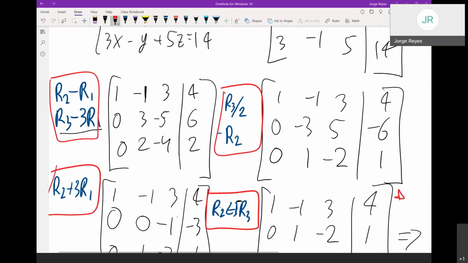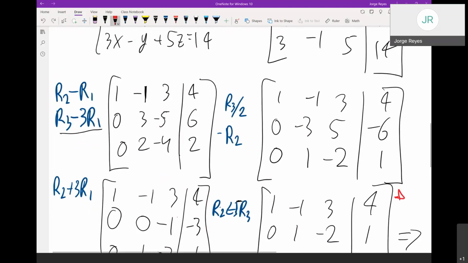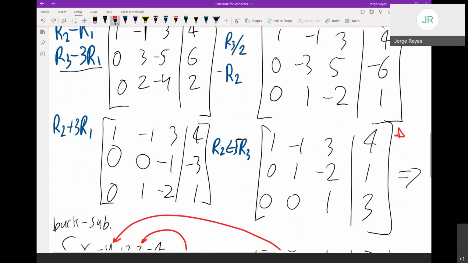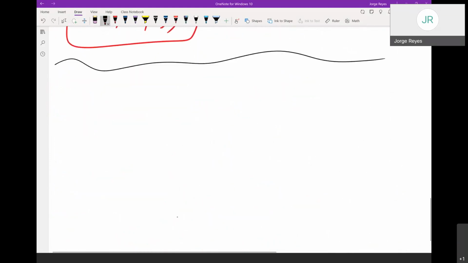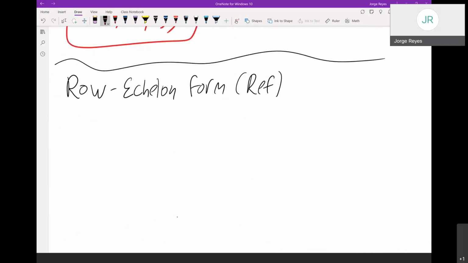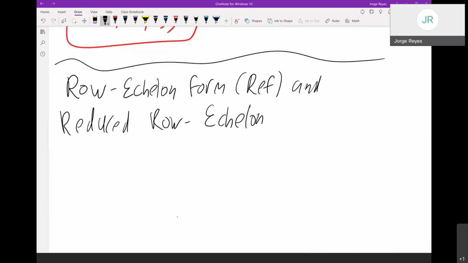That's what I find most students have a problem with. You could do the steps if you knew them, you just don't know why I'm doing those steps. So I have to introduce what we call row echelon form, which is called REF, and then also reduced row echelon form, which is called RREF.